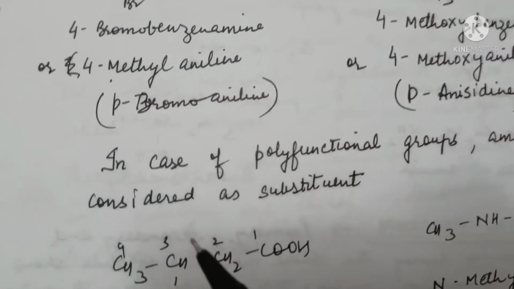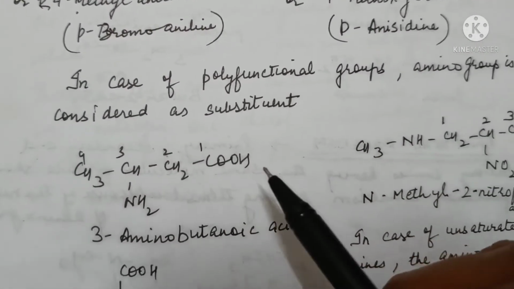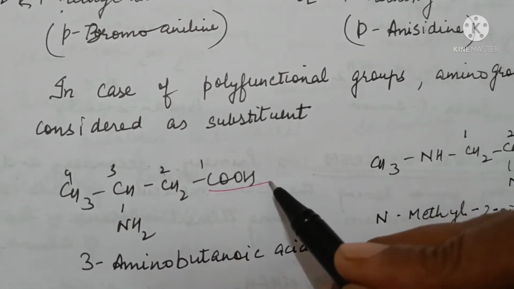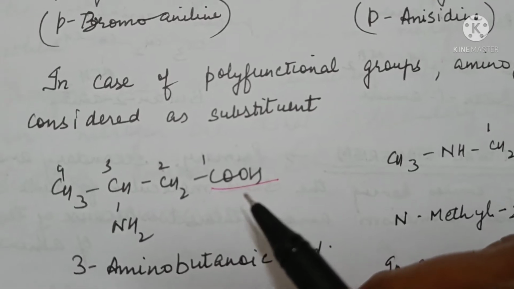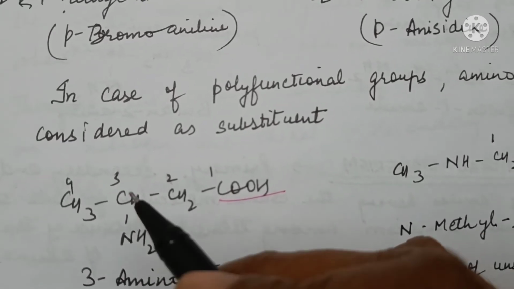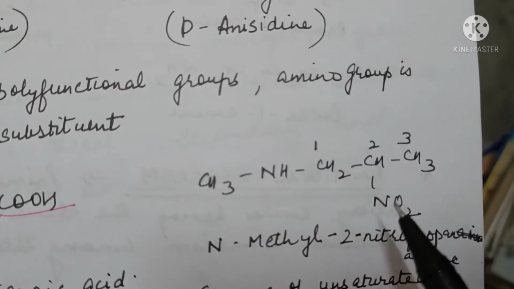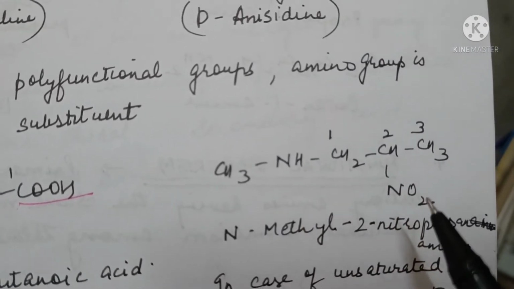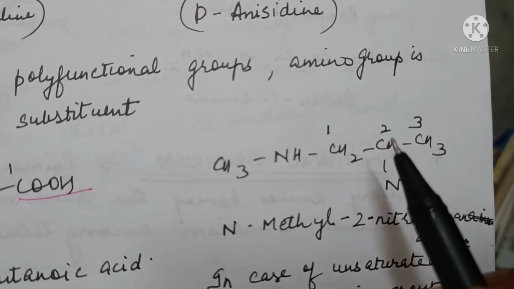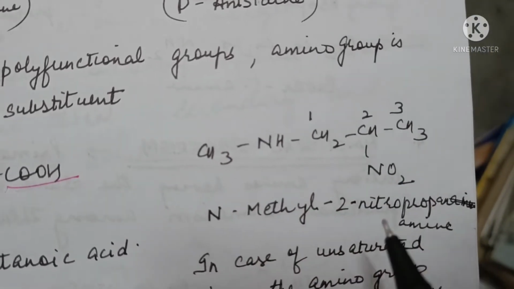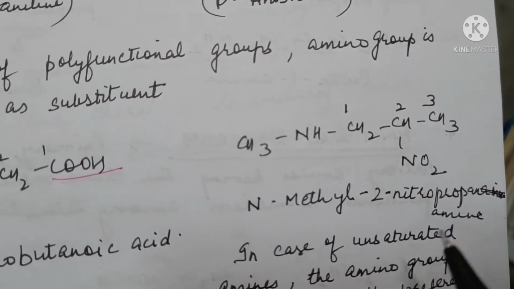This is 4-methoxybenzenamine or 4-methoxyaniline. In case of polyfunctional group, amino will be considered as substituent in presence of a principal functional group. So this compound is 3-aminobutanoic acid, and this is N-methyl-2-nitropropanamine.